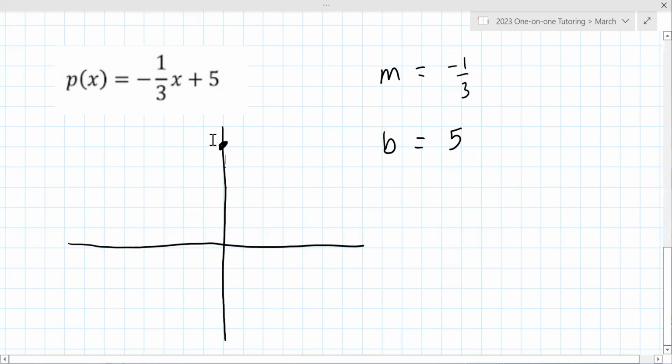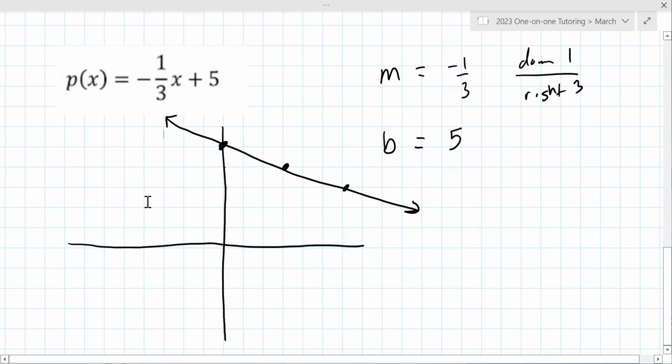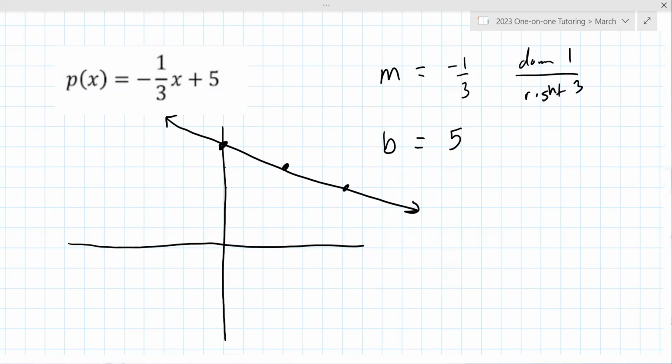Where do I go from this point? Do I go up, down, left, right? What do I do for -1/3? Do you remember? You have to go down. You go down 1 and right 3. Down 1 and right 3. Down 1 and right 3. Something like that. All right. Very good. So now let's look at a new problem here.